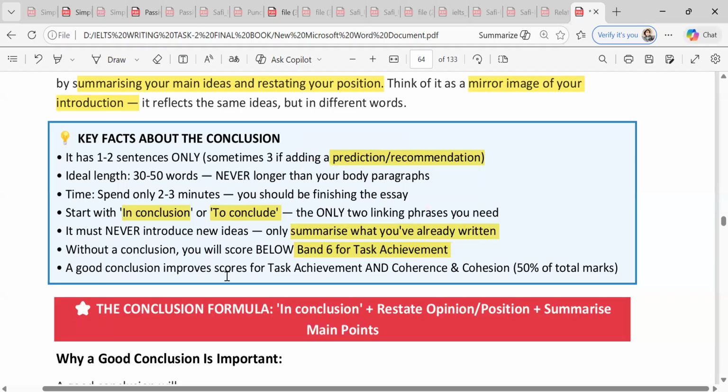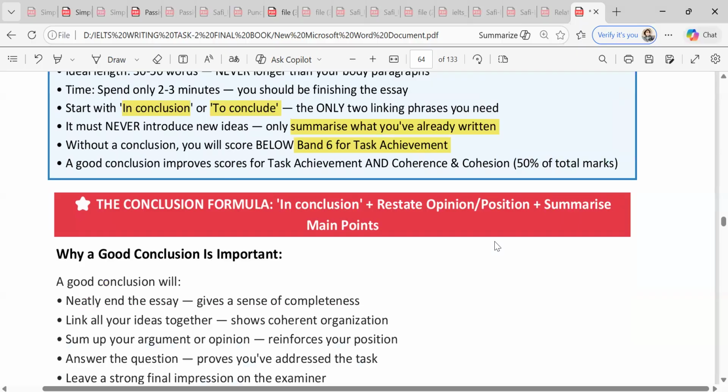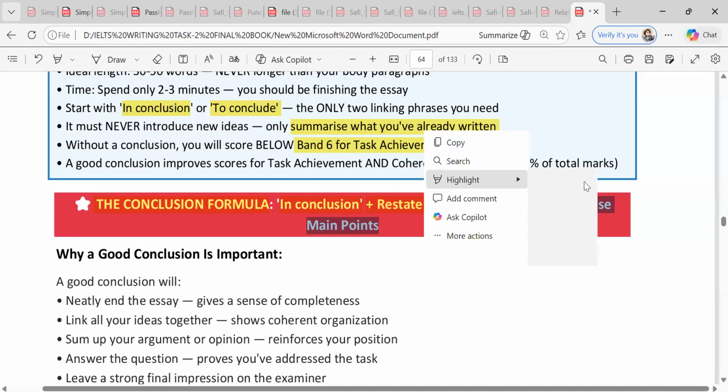A good conclusion improves your score for task achievement and coherence and cohesion, 50% of the total marks. So now let's talk about the formula you can use here. This is the formula for the conclusion. In conclusion, we start with the introductory linking phrase. After that, we restate your opinion or position, the way we did in your introduction. And after that, summarize the main points. These are the 3 key points in your formula.